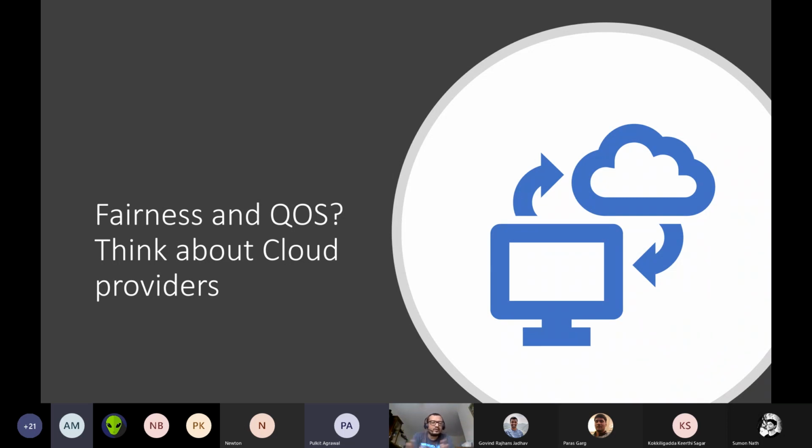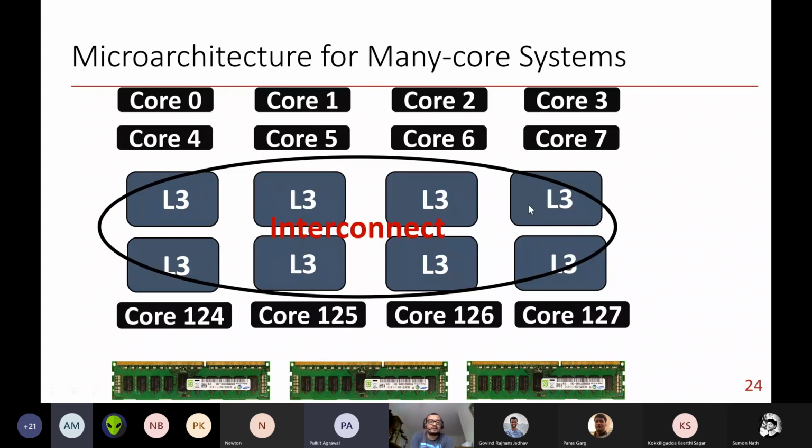Forget about the notion of cloud. What does it mean when someone says fairness in this context? Let's say there is a 128 core machine that is used by, let's say, Google, and Google is providing cloud services. What exactly does it mean when someone says fairness? Every core getting equal opportunity to access the cache. That is quality of service, right?